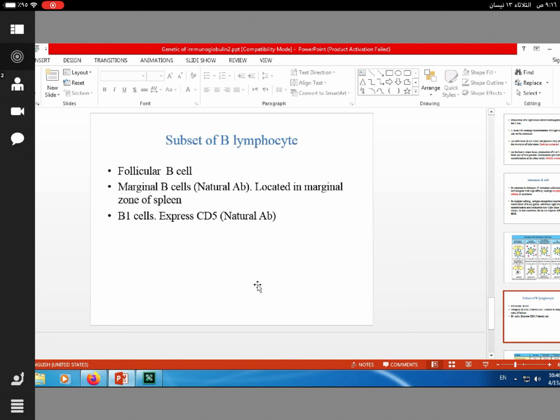The mature B cells can be divided into three types of B cells. First, follicular B cells. Second, marginal zone B cells. And finally, B1 cells. Marginal zone B cells and B1 cells are involved in production of natural antibody. For example, if the blood group of one person is A, he or she produces anti-B blood group antibody.